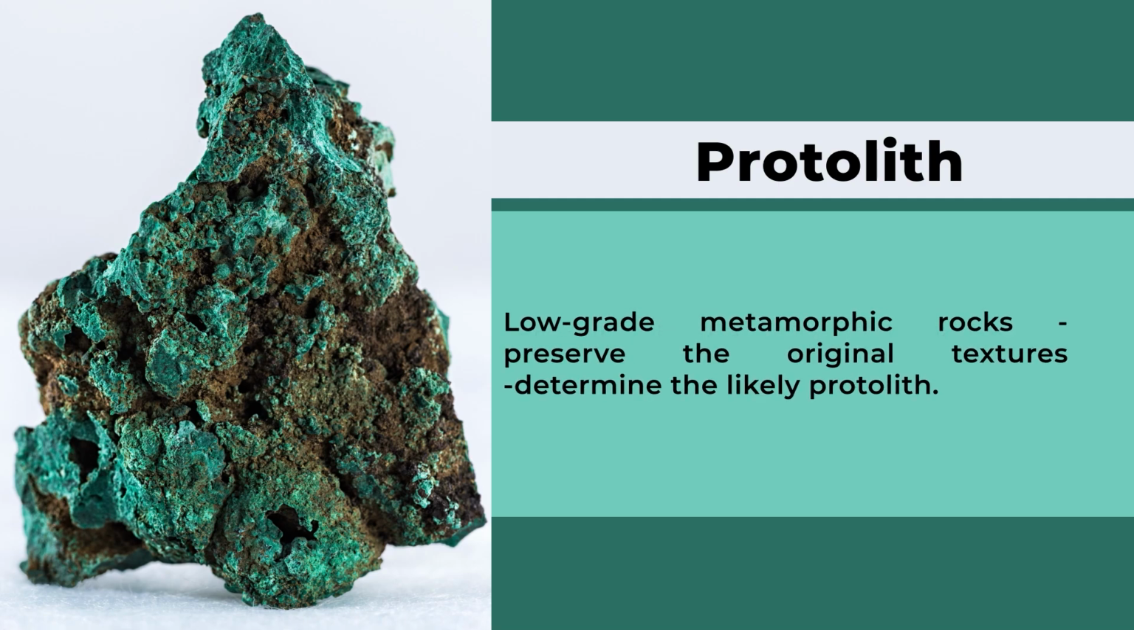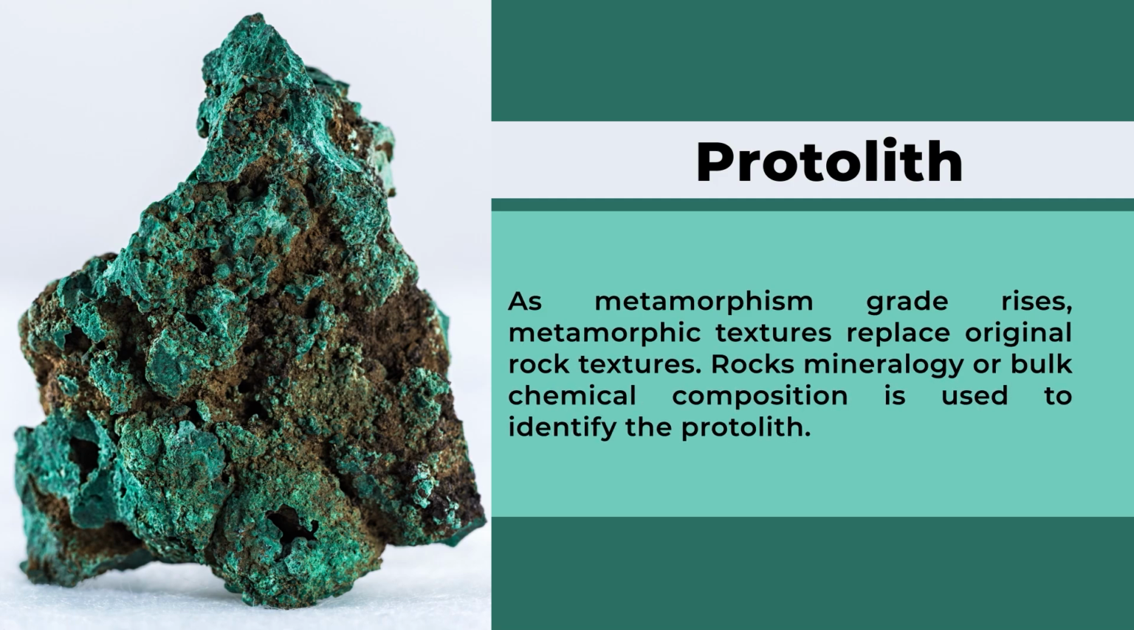The low-grade metamorphic rocks preserve the original textures of the rock, and therefore easily you can identify the protolith. Whereas when the metamorphism grade rises because of the increasing temperature and pressure, the metamorphic textures which are typical can replace the original rock texture. In that case, to identify the protolith, we use mineralogy or bulk chemical composition to find out the protolith.